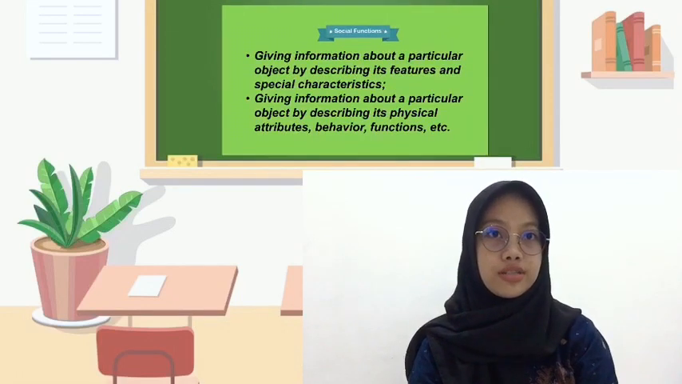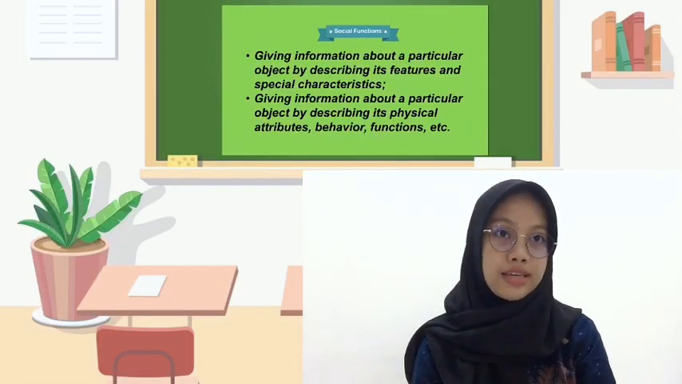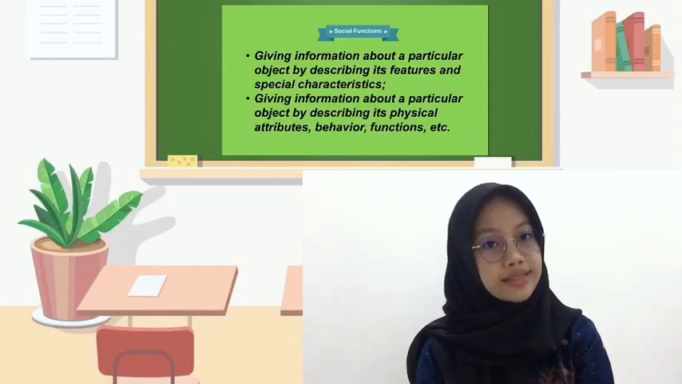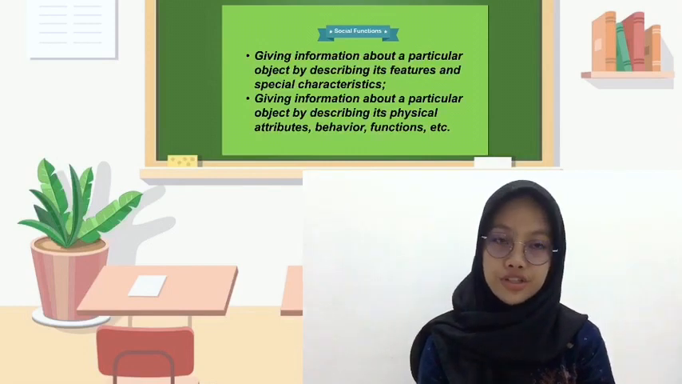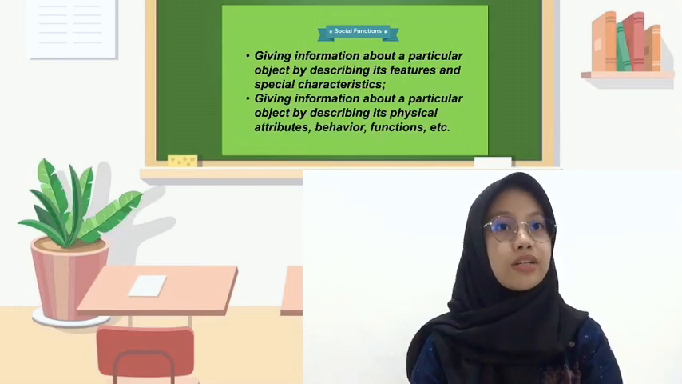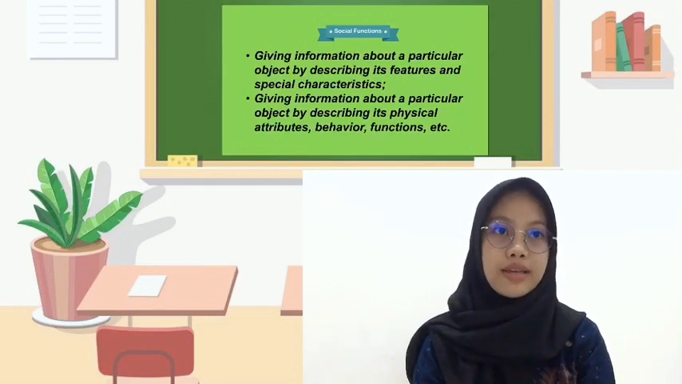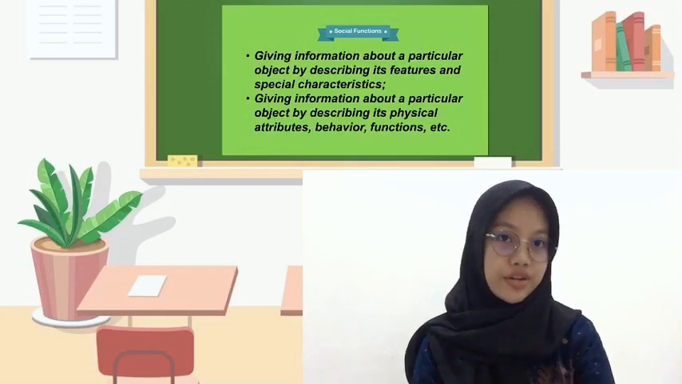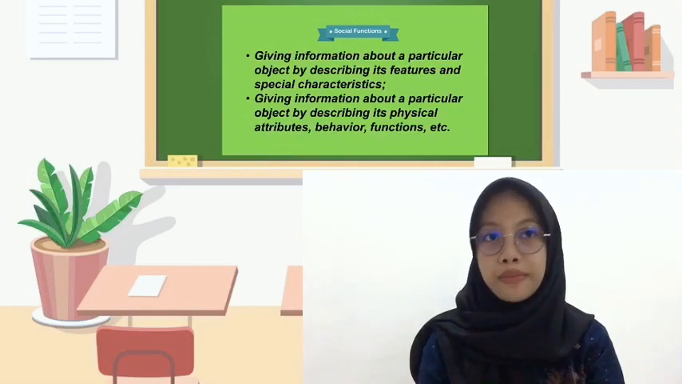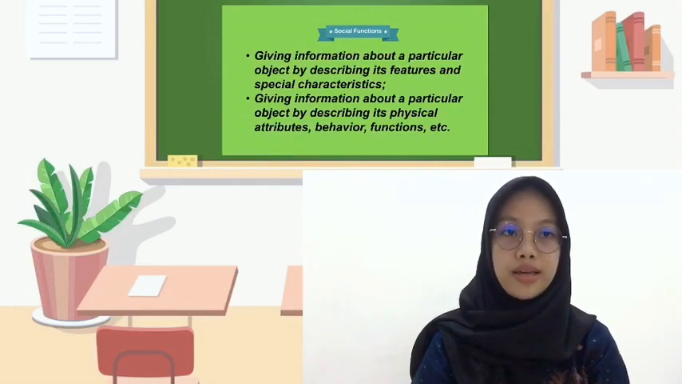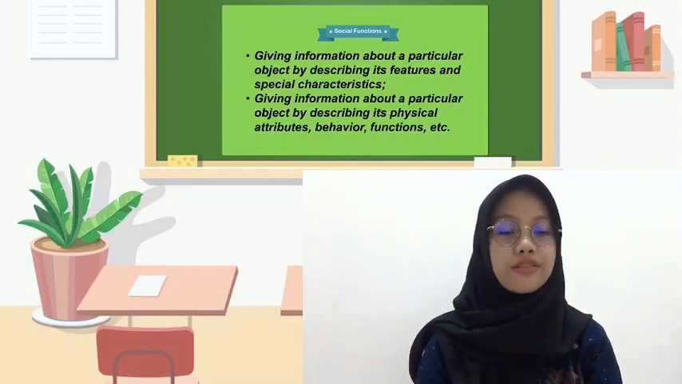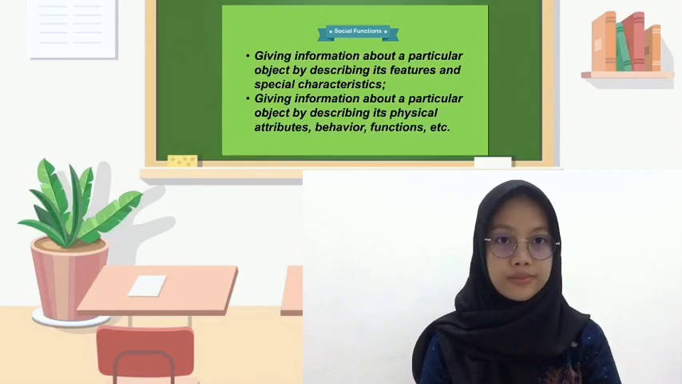Generally, the main function of a descriptive text is to describe an object. Specifically, a descriptive text has these following functions. The first one is giving information about a particular object by describing its features and spatial characteristics. And the second one is giving information about a particular object by describing its physical attributes, behavior, functions, and others.